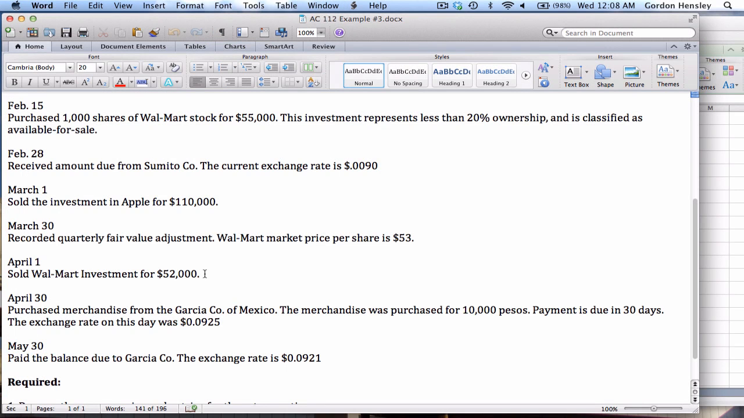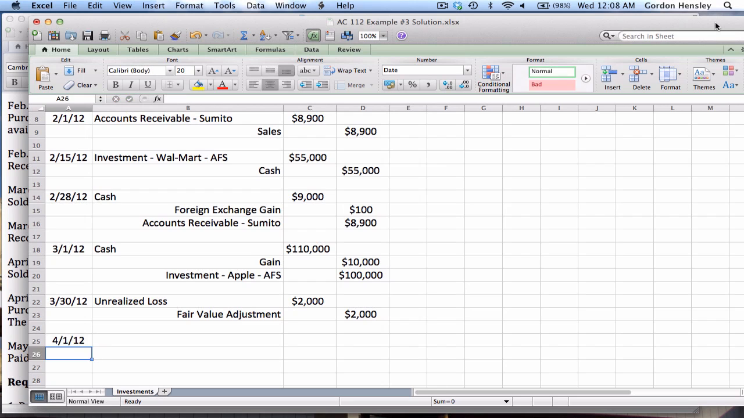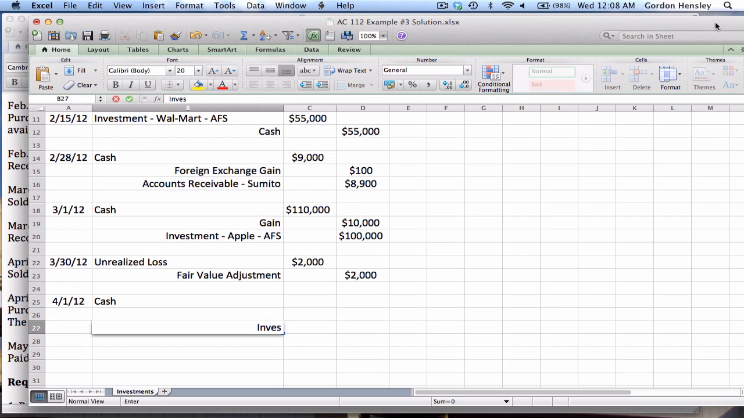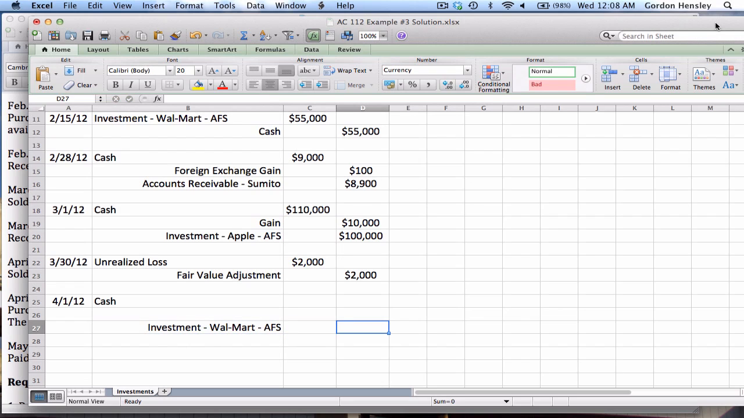Now on April 1st, we've decided to go ahead and sell the Walmart investment. Look at this, it's gone down in price even more. Now it's gone down to $52,000. So if it's headed in that direction, we probably do need to go ahead and sell it before it gets any lower. So we will receive cash. We're going to get rid of the investment, Walmart, AFS for available for sale.